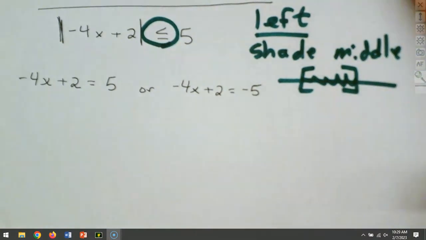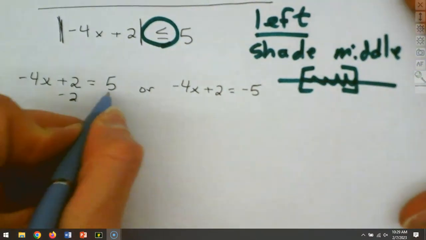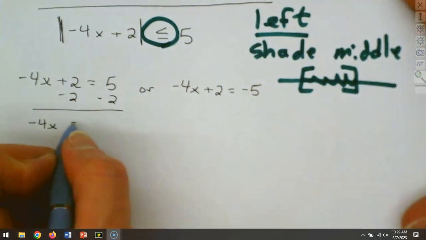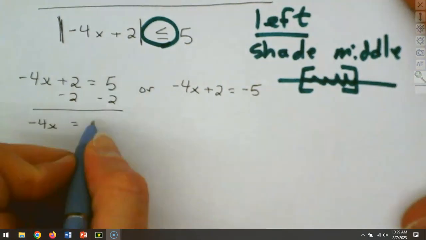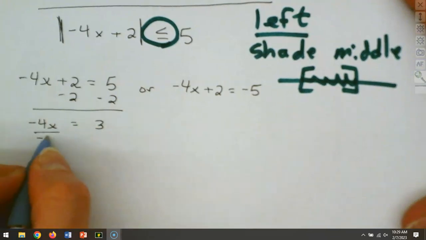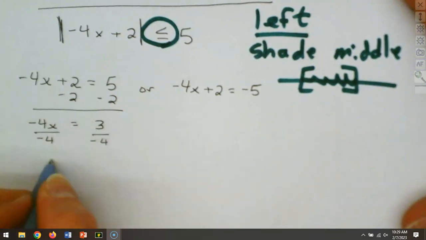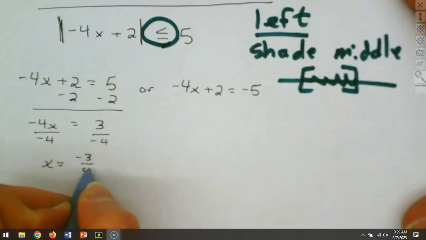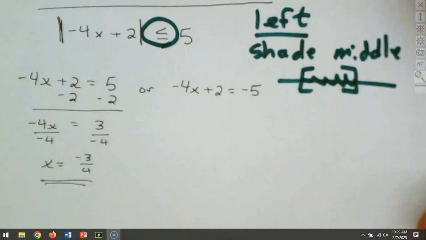Okay, we're going to go ahead and finish it. So we'll move that 2 over. And now we've got minus 4x equals 5 minus 2, that makes it a 3. We'll divide by our negative 4. And that leaves me now with x equaling a negative 3/4. So there's one of them. What about the other one?